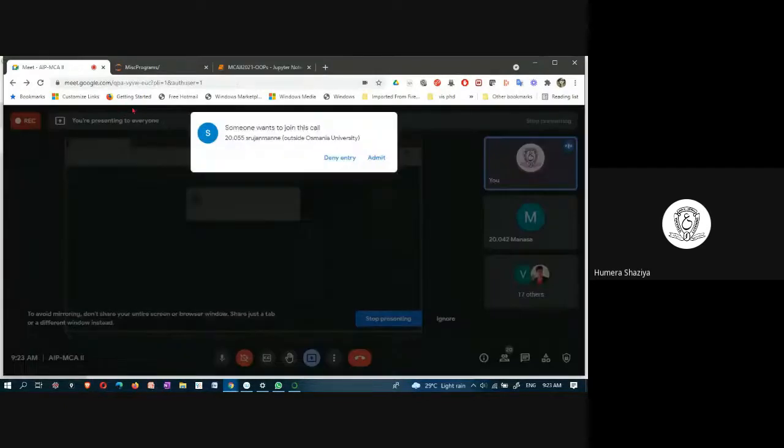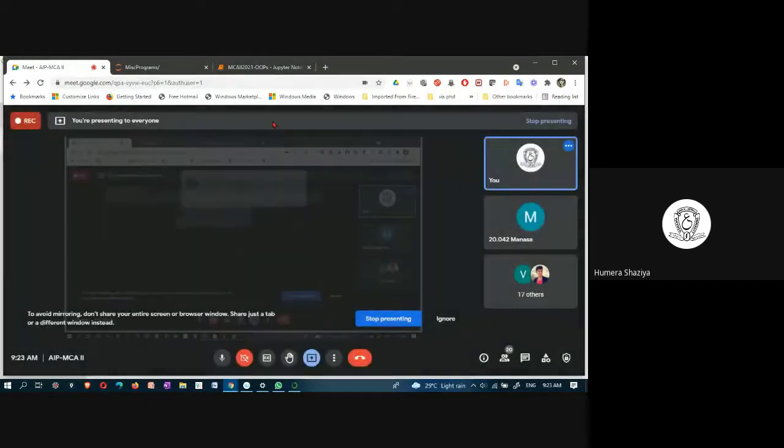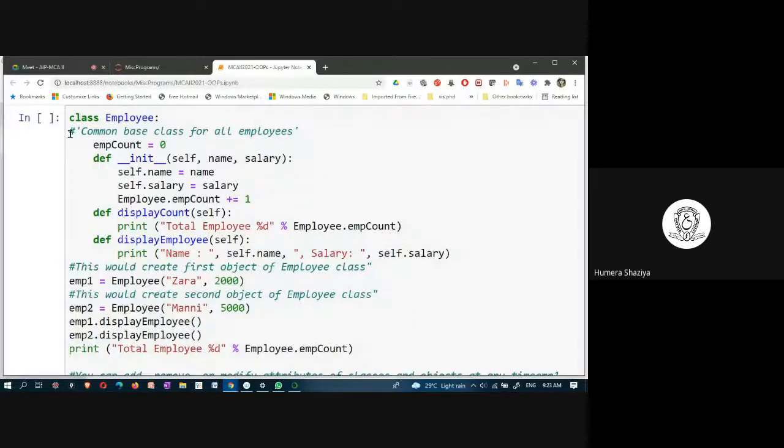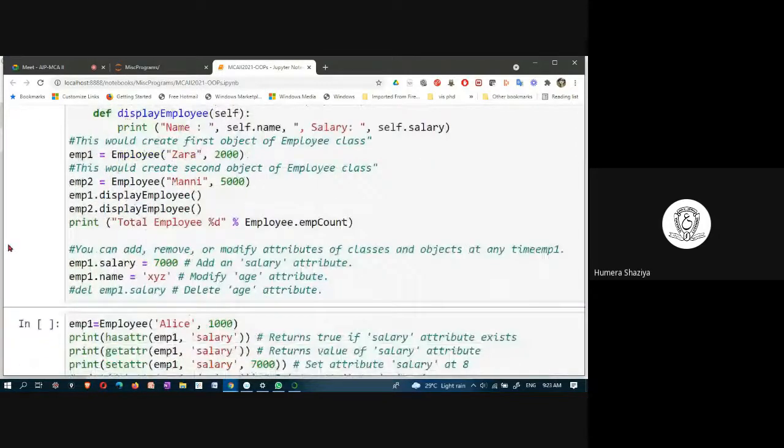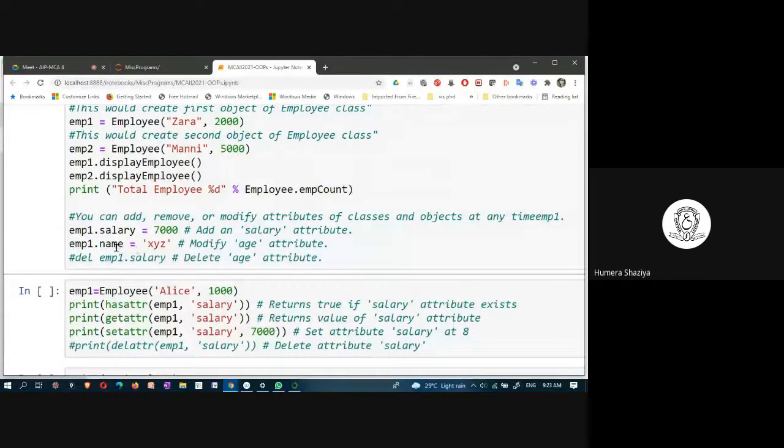In this, the first class employee, same thing. What is extra here? Here it is modifying the salary and modifying the name. After modifying, let us print again. Otherwise, how will we know whether it got modified or not?